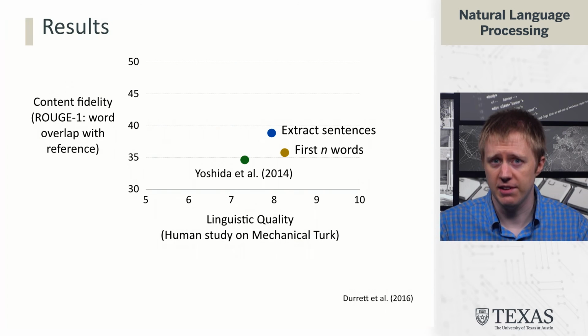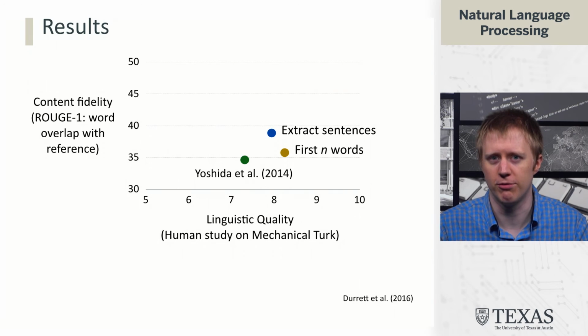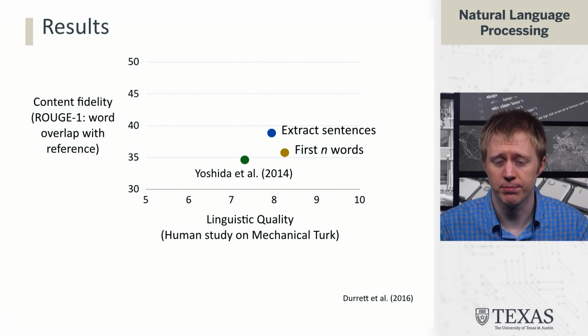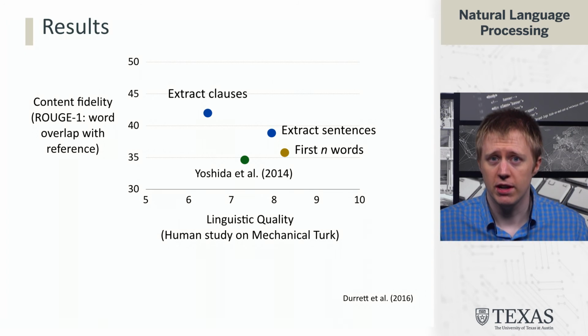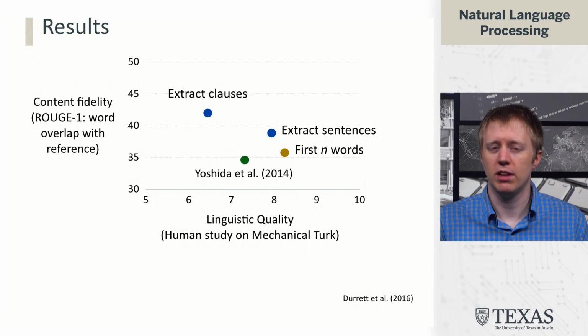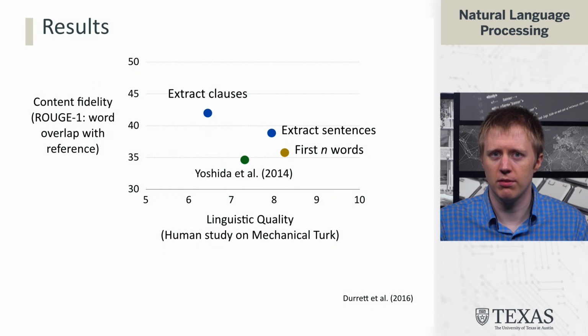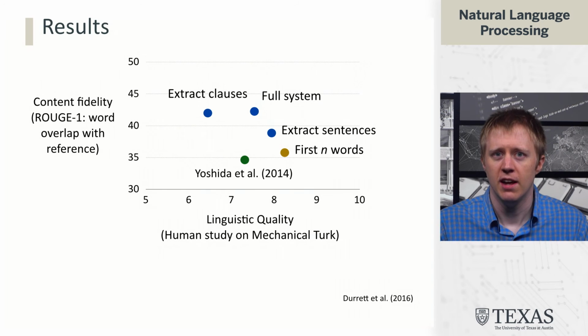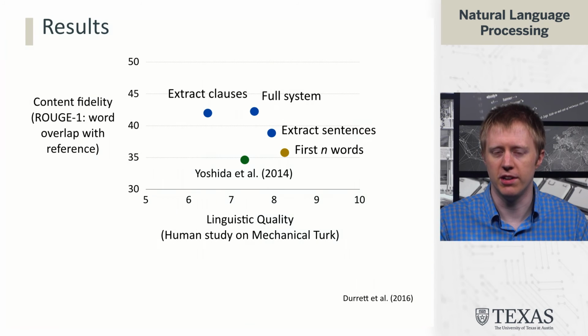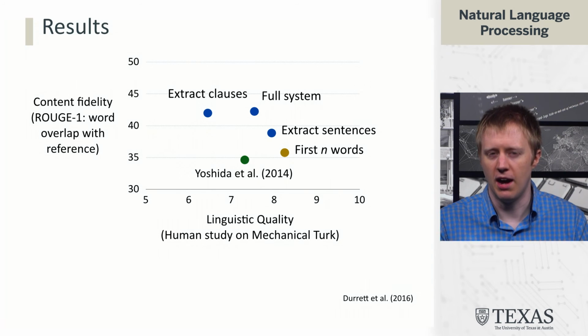And so a sentence extractive method does pretty well on content, and the linguistic quality is only a little bit worse than the first N words, which should basically be perfect. So then if we extract just clauses, if we don't really impose strong syntactic constraints, we start doing really badly on linguistic quality, but better on content. And then our actual full system, with all of these constraints, was able to basically keep the same linguistic quality as the sentence extraction, only a little bit worse, but again, better content fidelity.